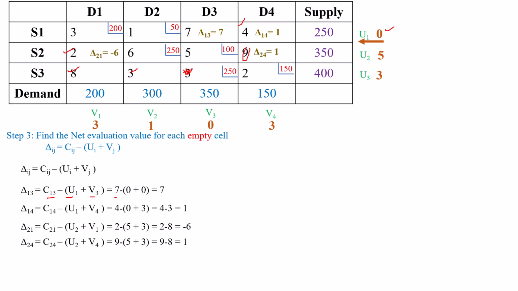So the next empty one is the third row and the first column, delta 31. So delta 31 equal to C31 minus of U3 plus V1. C31 value is 8, U3 value is 3 and V1 value also 3. Then 8 minus 6 equal to 2. So delta 31 equal to 2. The next empty allocation is the third row and the second column, that is delta 32. So delta 32 equal to C32 minus of U3 plus V2. Then substitute the C32 value, U3 value and V2 value, we will get delta 32 equal to minus 1.